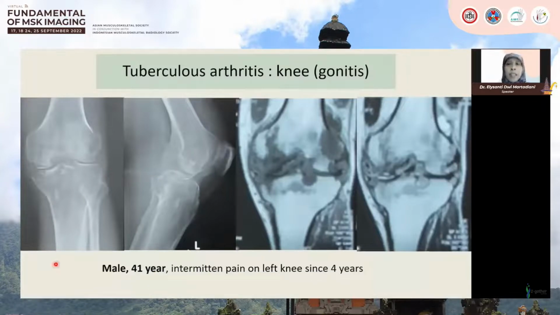Tuberculous arthritis of the knee, or gonitis, can give a similar appearance. We can see here multiple sites of peripheral bone erosion, periarticular osteopenia, and diminution of the joint space. MRI on T1 weighted image with contrast administration shows multiple sites of synovial proliferation causing erosion of the adjacent bone and showing contrast enhancement. And this appearance is consistent with tuberculous arthritis.